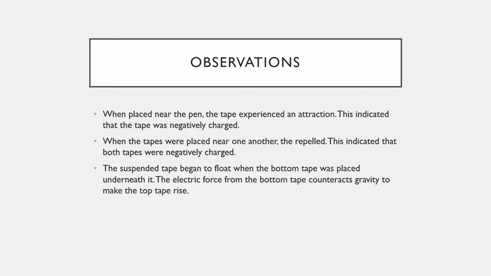Because both tapes repelled when placed next to each other, we can conclude that they have like charges. When placed near a positively charged pen, the tapes experience an attractive force, indicating that both tapes were negatively charged. This repelling force between the tapes was observed when the top tape began to float, indicating that the electric force from the bottom tape was counteracting the gravitational force on the top tape.